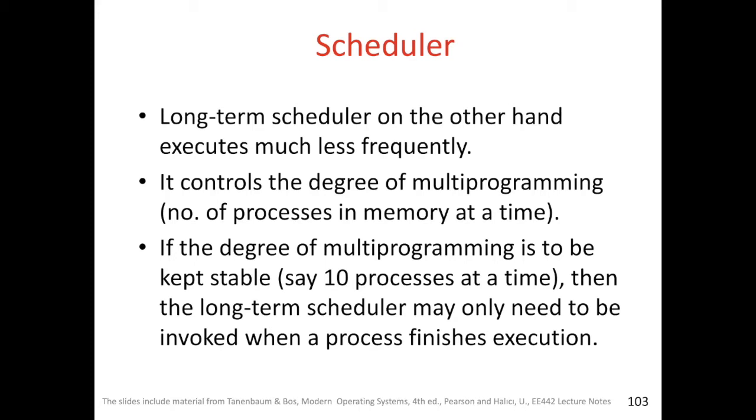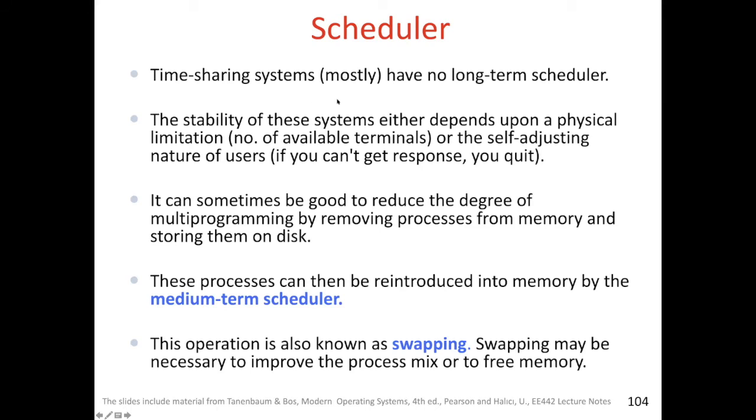It controls the degree of multiprogramming, that is, the number of processes in memory at a time. If the degree of multiprogramming is to be kept stable, say 10 processes at a time, then the long-term scheduler may only need to be invoked when a process finishes execution. Time-sharing systems mostly have no long-term scheduler. The stability of these systems either depends upon a physical limitation, for example, the number of available terminals, or the self-adjusting nature of users. If you can't get a response, you quit.